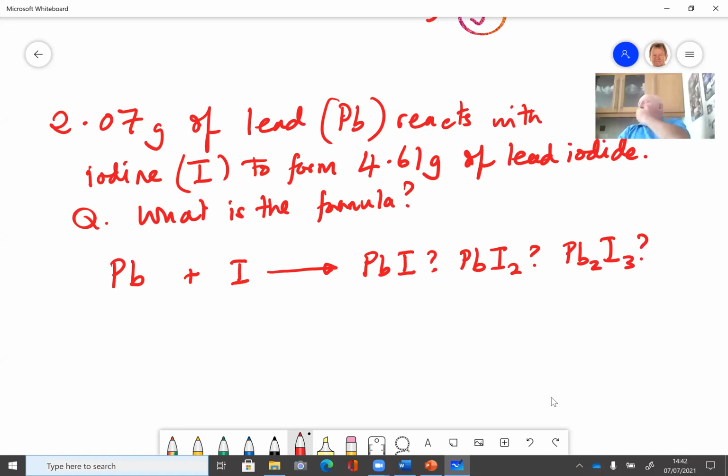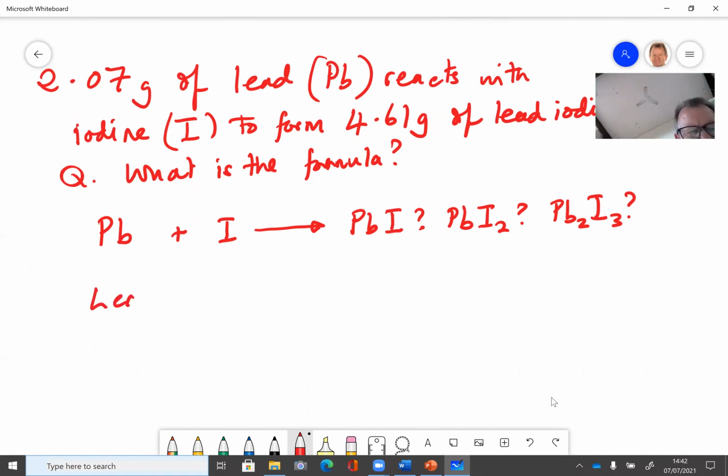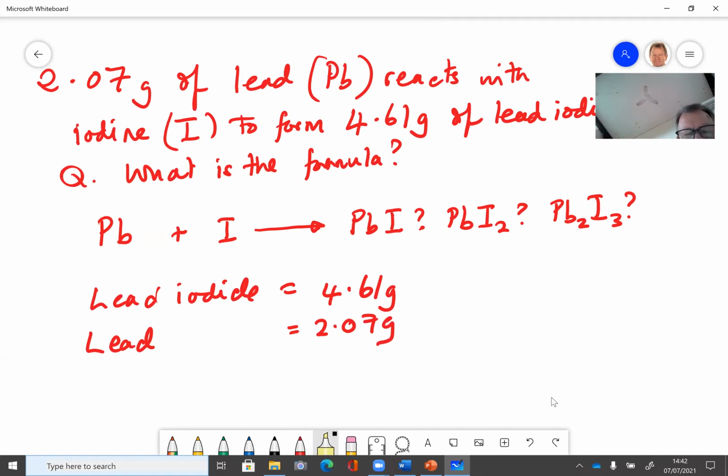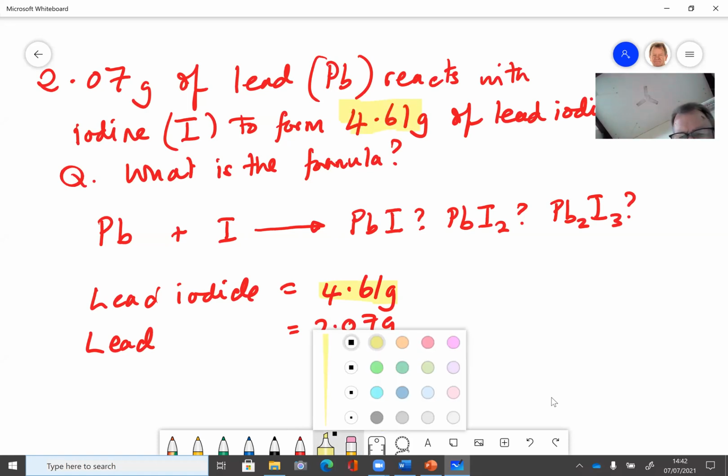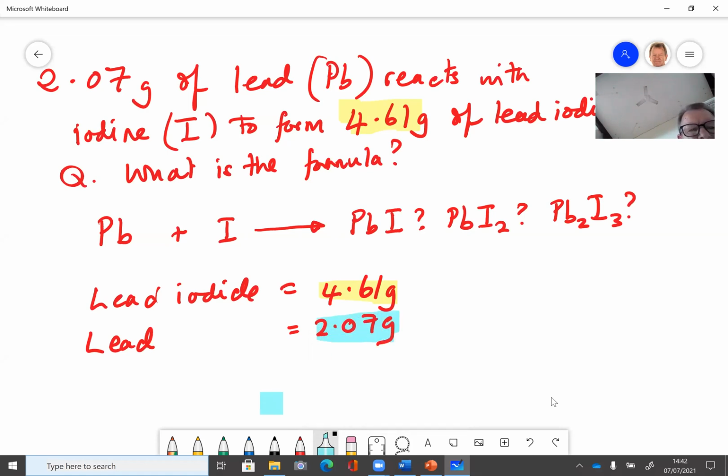So first, what I do is I say, okay, if lead iodide is 4.61 grams and the lead is 2.07 grams, these came from the question. Look, 4.61, 2.07. So they came from the question, okay? So what I'm doing now is I'm going to find out how much iodine I have.